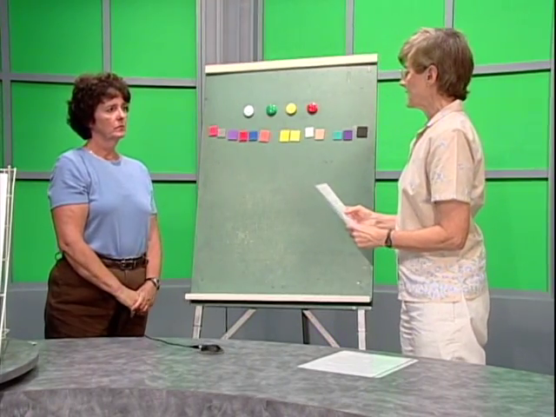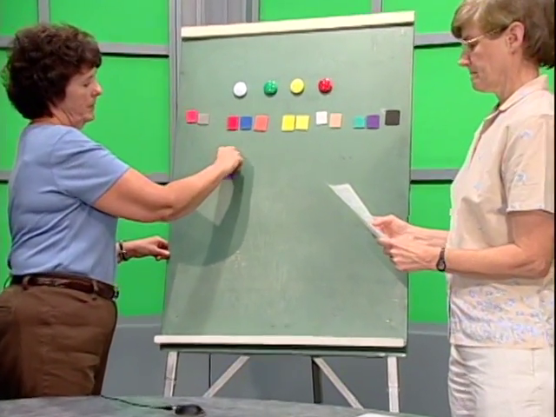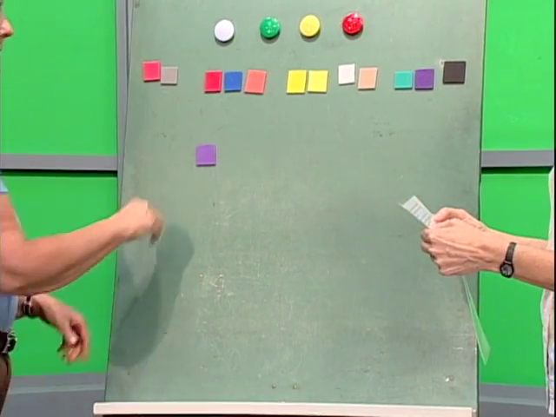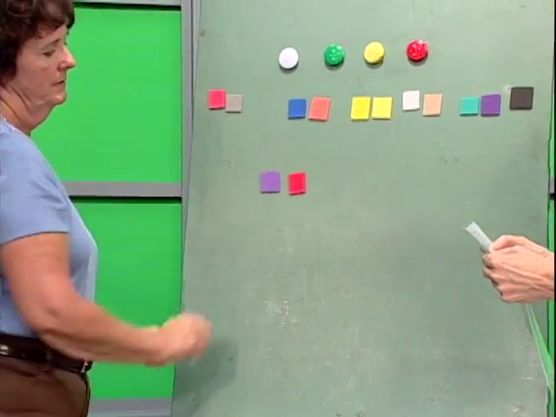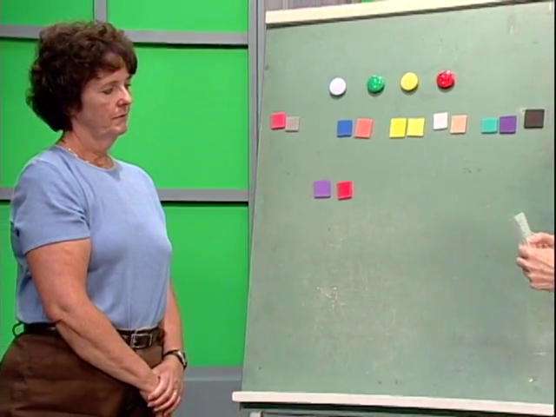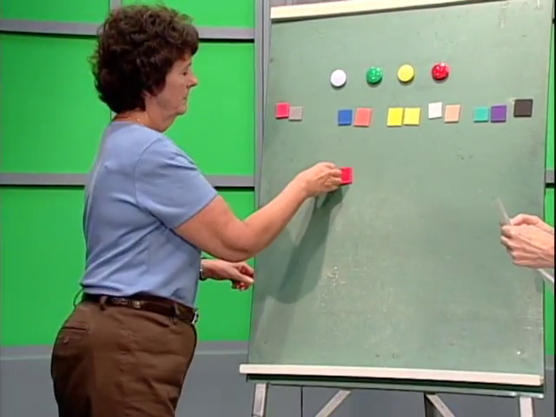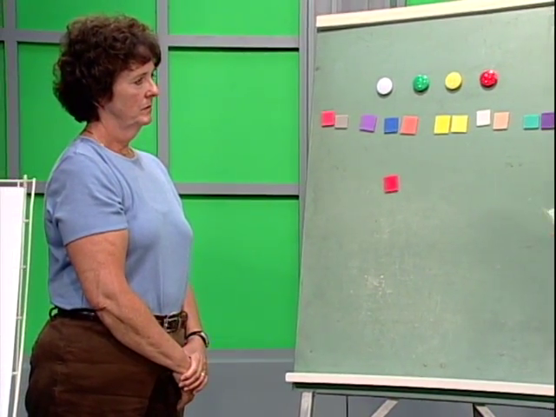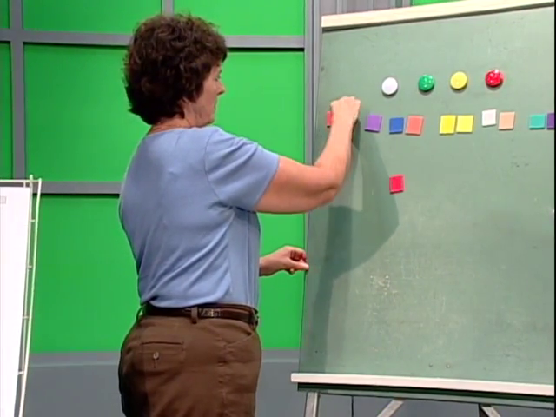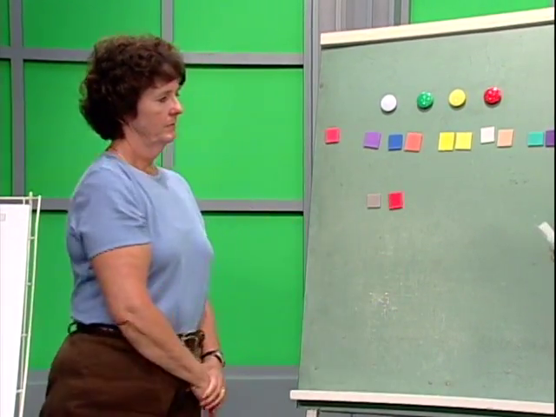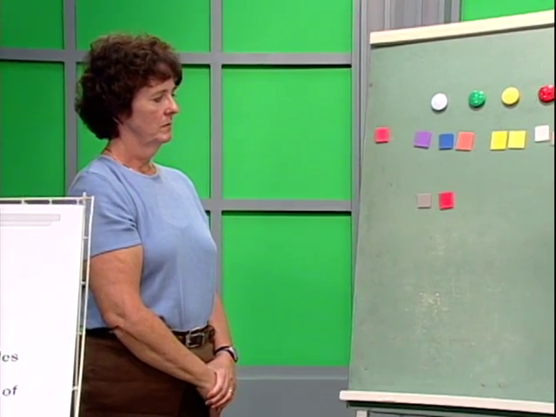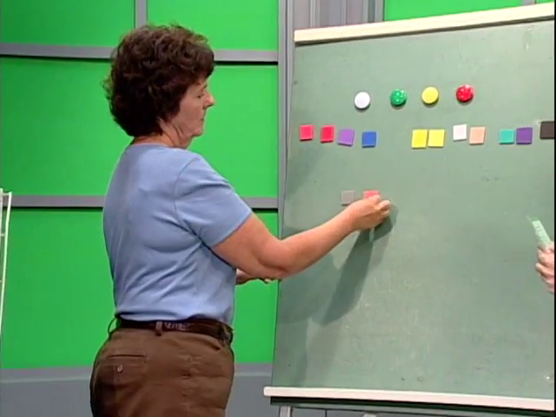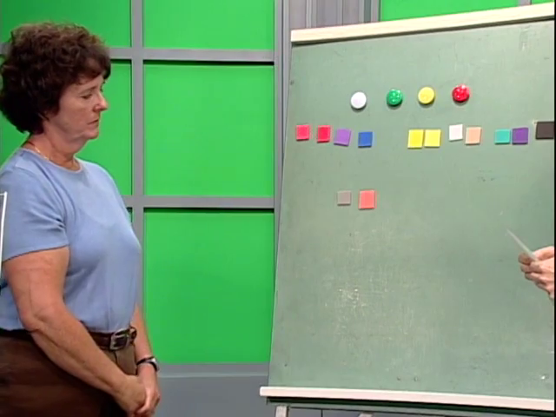All right, Mary Pat, show me lip. Lip. All right. Now make lipstick. Lip. Stick. Good, that was an addition. Now make stick. Stick. Right, that was an omission. Now make matchstick. Match stick. Good, that was another addition. Now make matchless. Match less. That was a substitution.